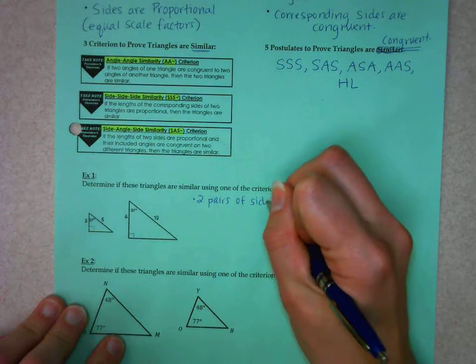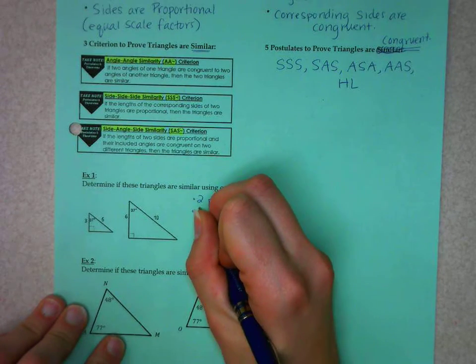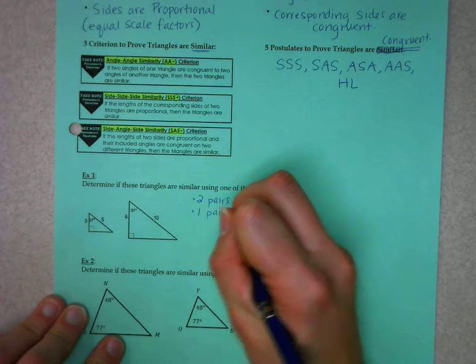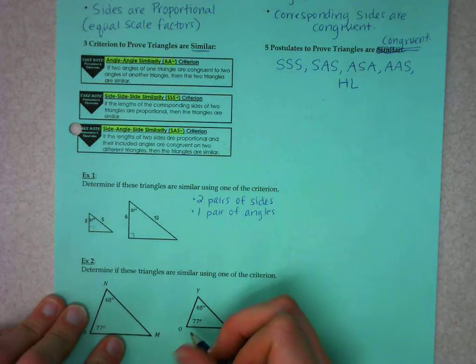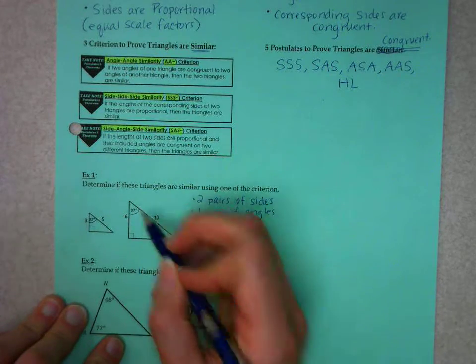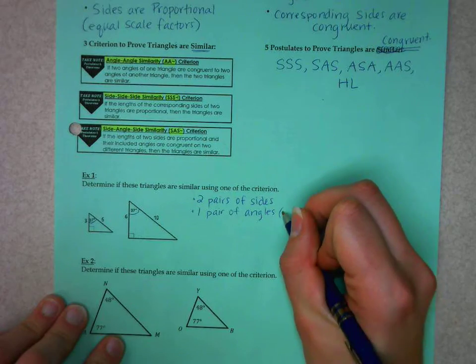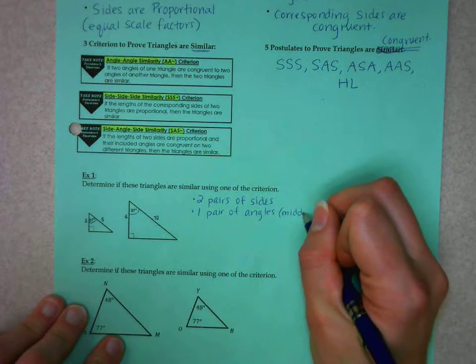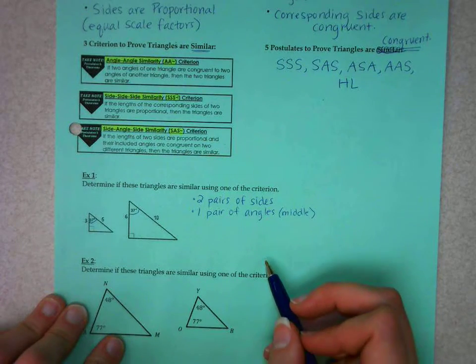And then you're also given information about a pair of angles. And you'll notice that the pair of angles, those 37-degree angles, are right in the middle of your pairs of sides. I'm just going to put that they're in the middle. Another word that we use for middle angles is included angles.